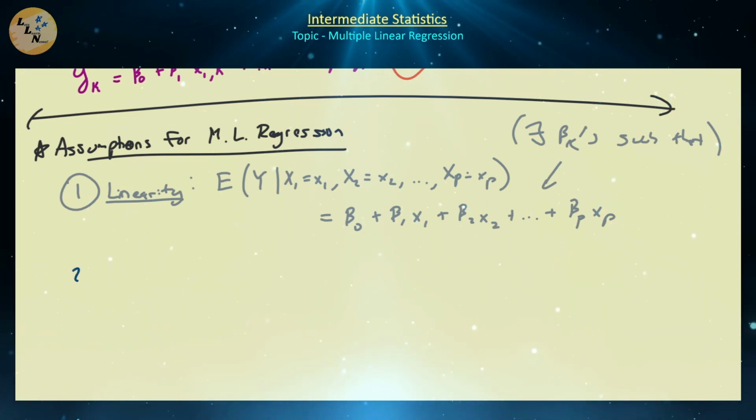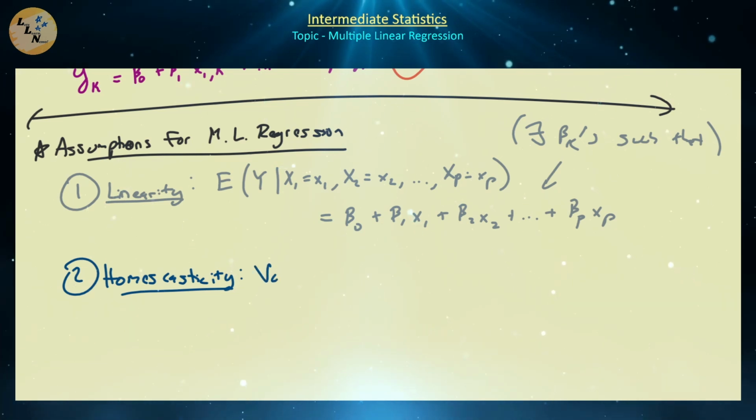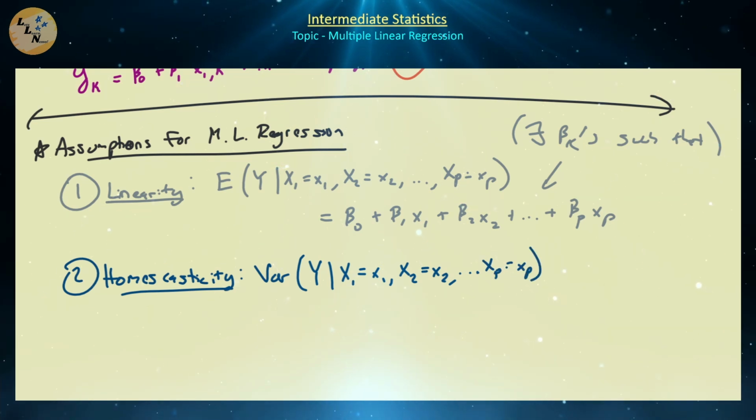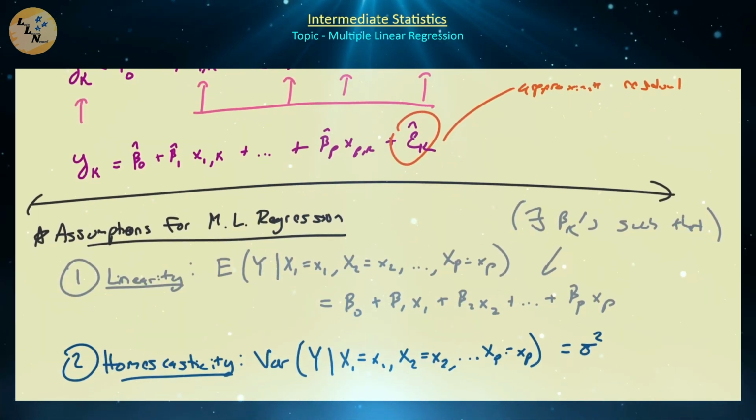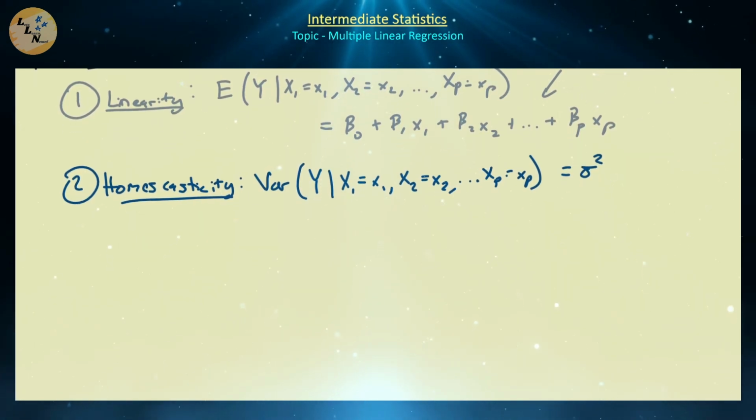The second assumption that must be held in order for this model to be appropriate is what we refer to as the homoscedasticity assumption. And this says that the variance of the random variable y given some values x1, x2, all the way down to xp must all be equal to a constant that is independent of the x values which we have chosen. Right? So that's what we call the homoscedasticity term.